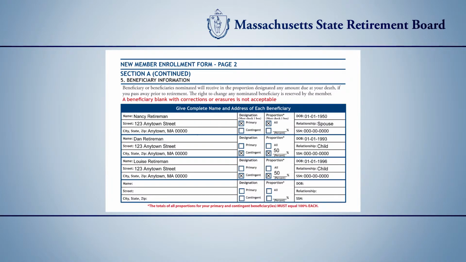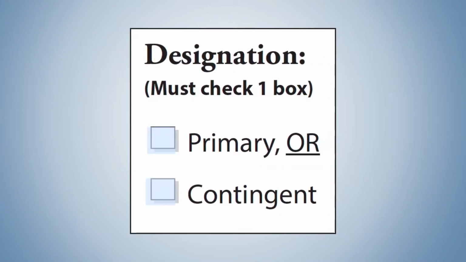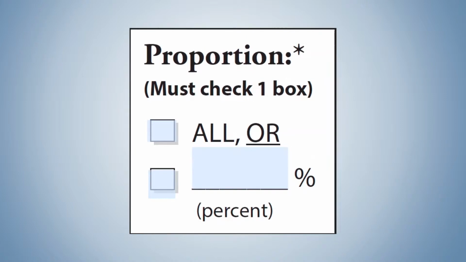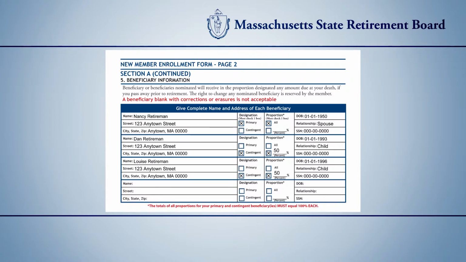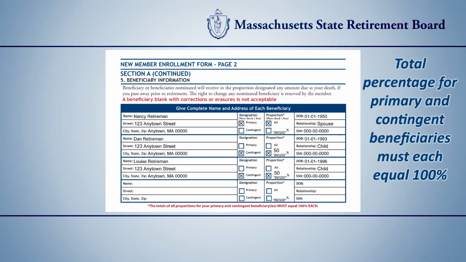Provide the complete name and address of each of your chosen beneficiaries. Please note, in the designation field, you must check off one box to indicate whether the beneficiary is the primary or contingent beneficiary. In the proportion box, you must check off one box, either the all or % option. If these boxes are not completed properly, you may be asked to complete a new Commonwealth Agency new member enrollment form. The total percentage for your selection of your primary and contingent beneficiaries must each equal 100%.